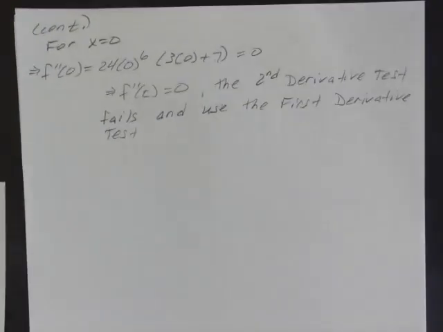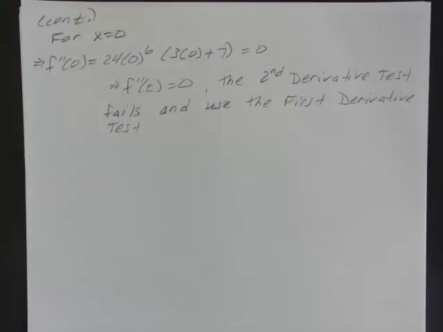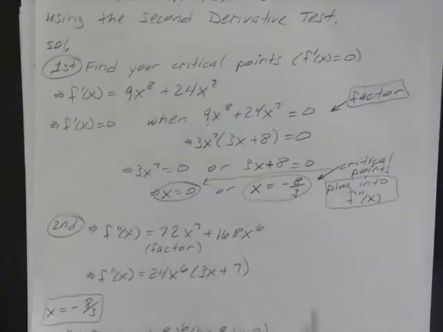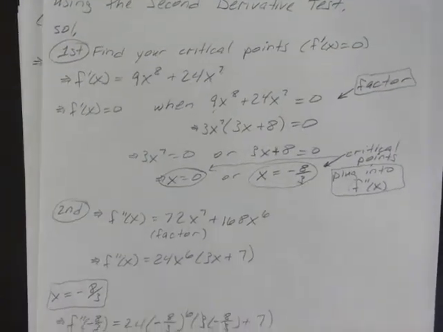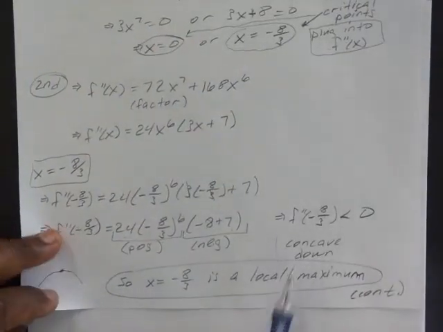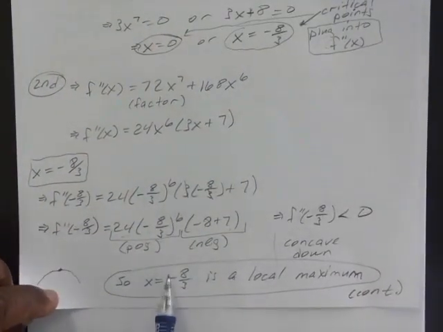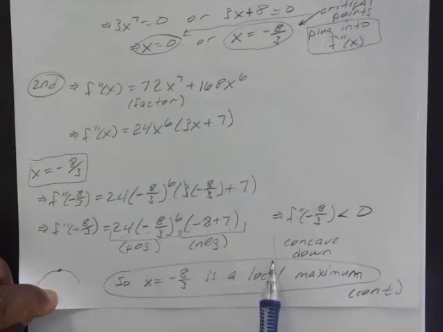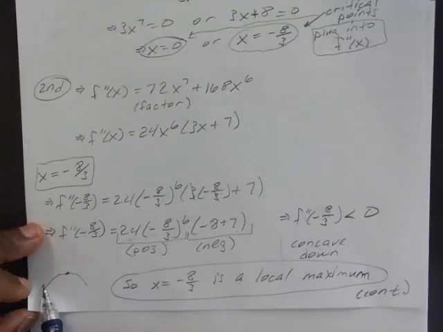Now, we don't have to do the entire domain of the interval because we already know that -8/3 is a local maximum. So we just have to do to the right of that since that's 0. So we know if it's a local maximum, it goes up on the left, down on the right.